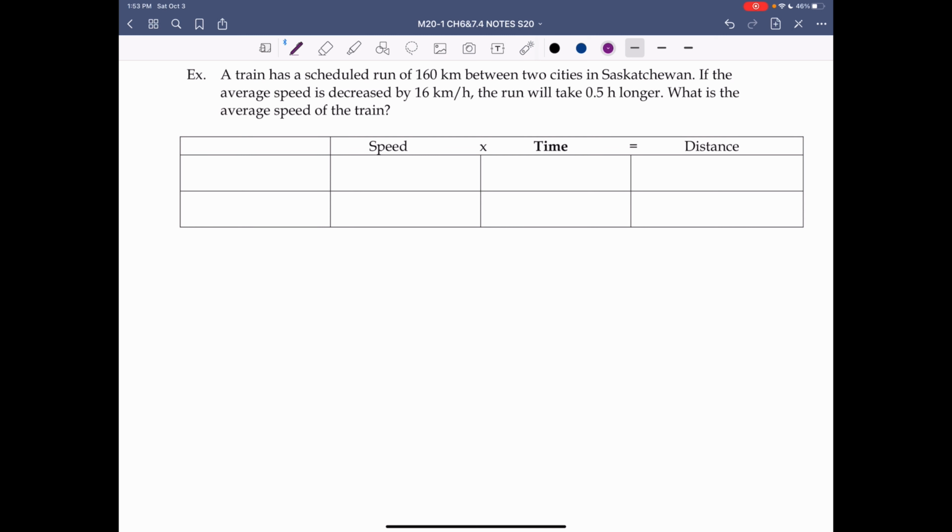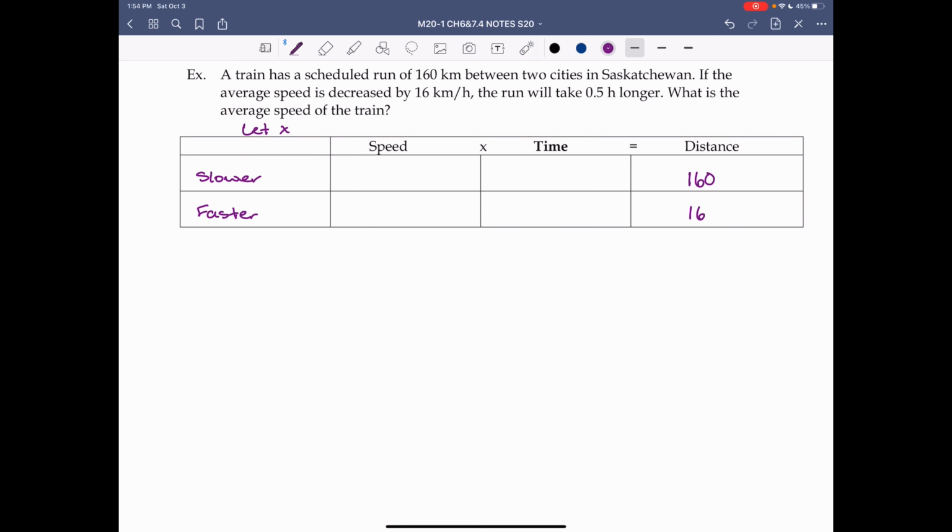Last example. A train has a scheduled run of 160 kilometers between two cities in Saskatchewan. If the average speed is decreased by 16 kilometers per hour, the run will take 0.5 hours longer. What is the average speed of the train? We have two scenarios. We have the train going slower on the trip, and we have the train going faster on the trip. It's telling us that the train is going slower or faster for the entire distance, which is 160 kilometers, and it would be the same for both.